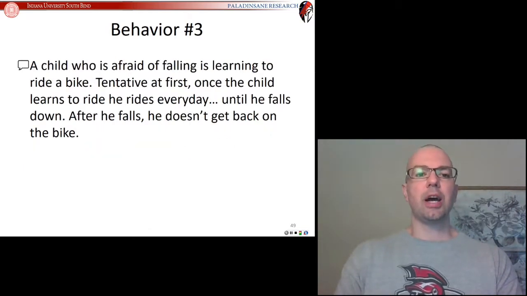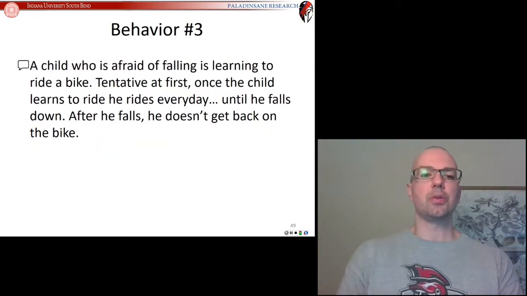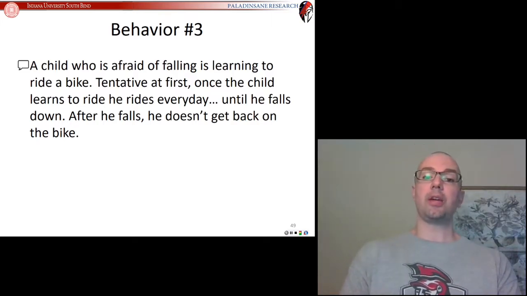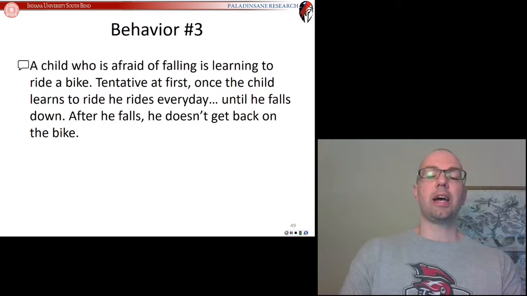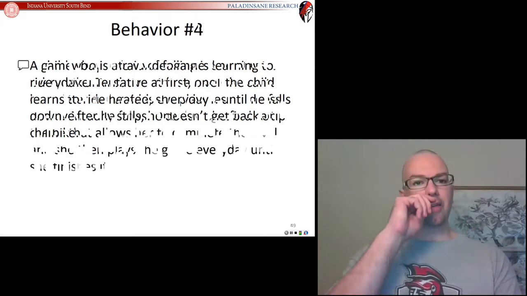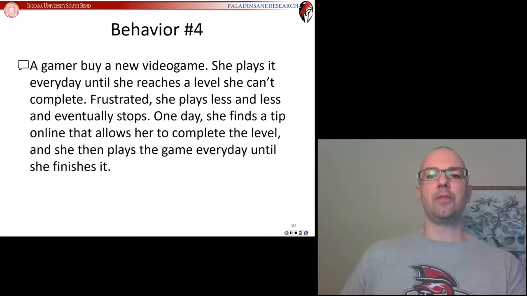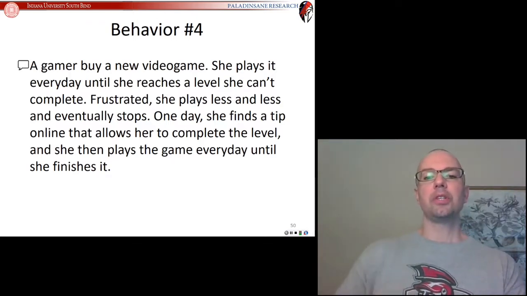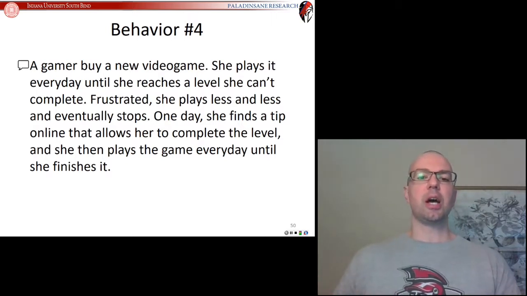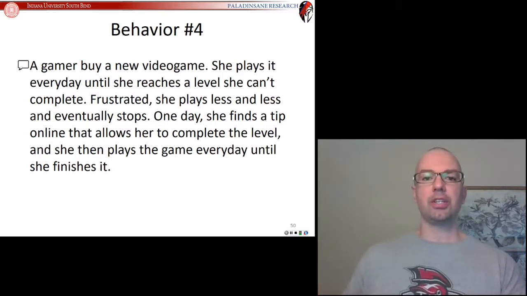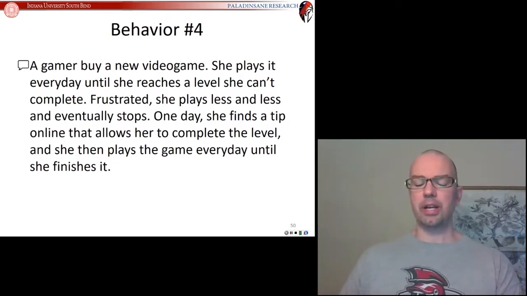Behavior number 3, a child who is afraid of falling is learning to ride a bike. Tentative at first. Once the child learns to ride a bike, he rides every day until he falls down. After he falls, he doesn't get back on the bike. And then finally, behavior number 4, a gamer buys a new video game. She plays it every day until she reaches a level she can't complete. Frustrated, she plays less and less and eventually stops. One day she finds a tip online that allows her to complete the level, and she then plays the game every day until she finishes it. So those are the 4 scenarios.